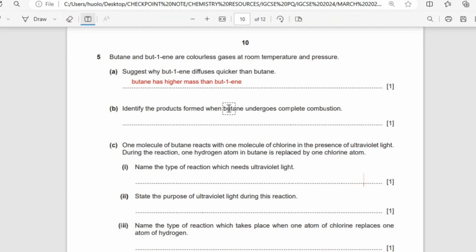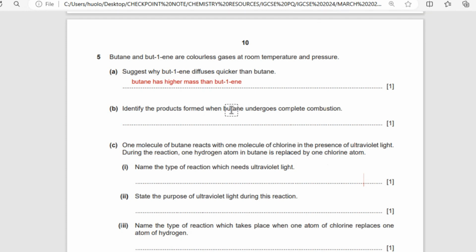So like we have mentioned, carbon is present in butane. When carbon completely combines with oxygen, we have carbon dioxide. And hydrogen in butane combines with oxygen. The oxide of hydrogen formed is water. Okay, water.